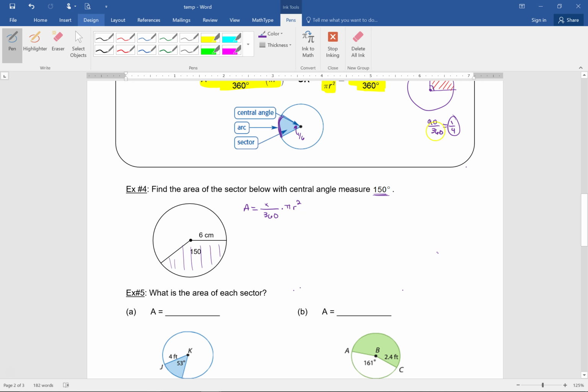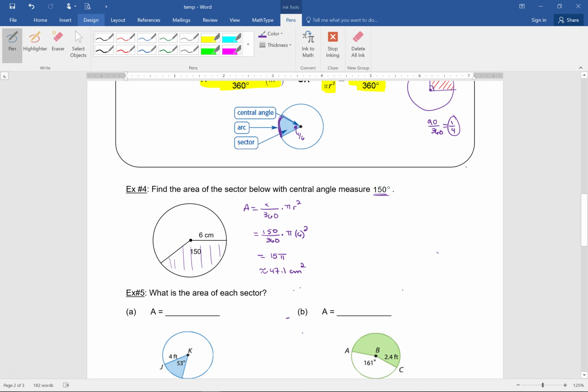The angle over 360, that's a quarter, right? And this area is 1/4 of the full area. So whatever the ratio is, it's that times the full area of the circle. So this is 150 over 360 times pi times 6 squared. So this is 15 pi altogether, which is equal to 47.1 centimeters squared.